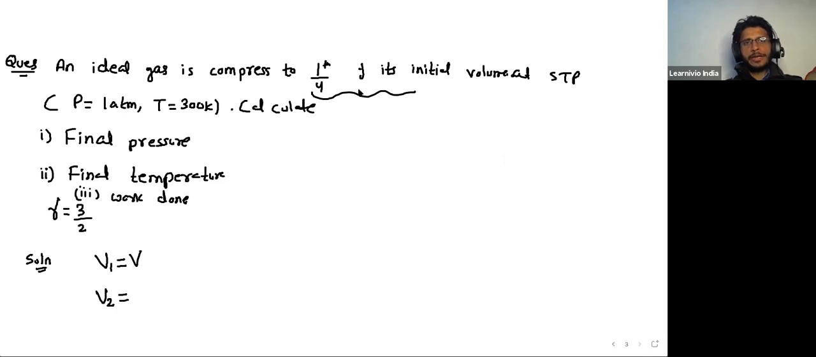Initial volume is V, and it's saying the final volume is 1/4 of the initial volume. Then what's the final volume here? Sania, are you in class? Final volume is V by 4.